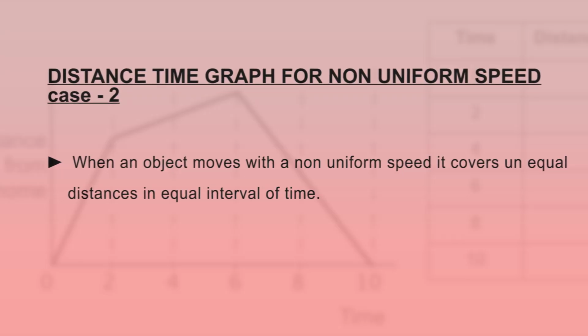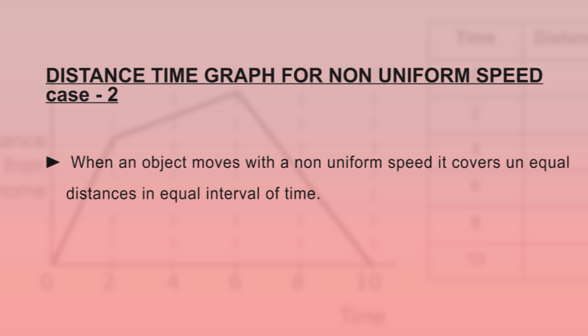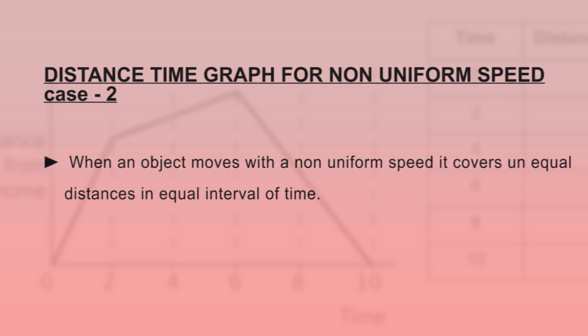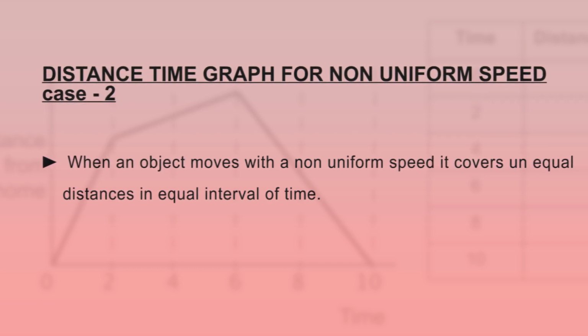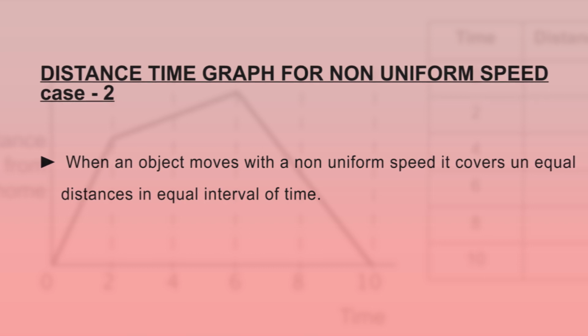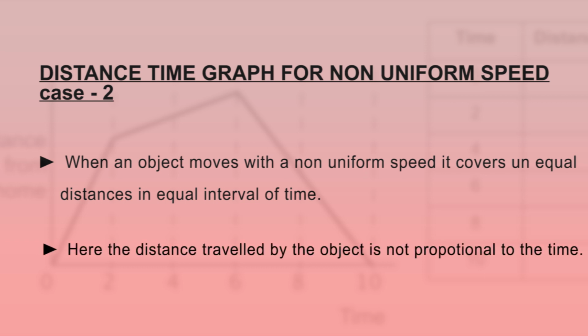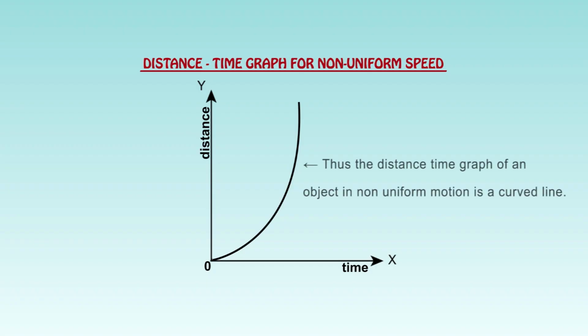Second case, distance time graph for non-uniform speed. When an object moves with non-uniform speed, it covers unequal distances in equal interval of time. Here, the distance travelled by the object is not proportional to the time. Thus, the distance time graph of an object in non-uniform motion is a curved line.